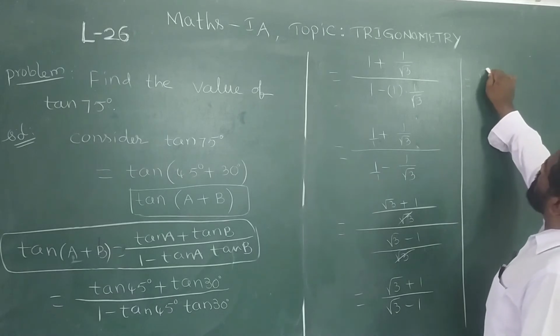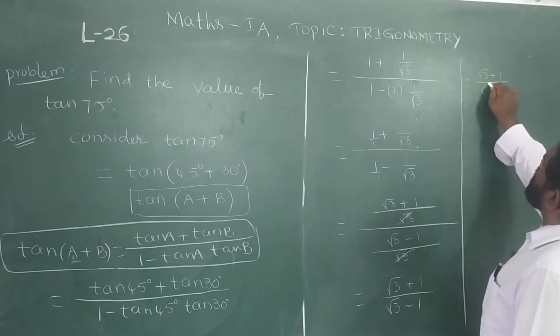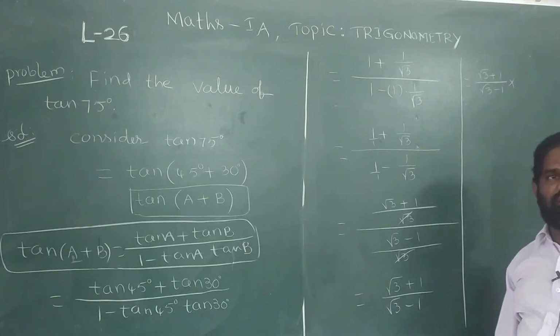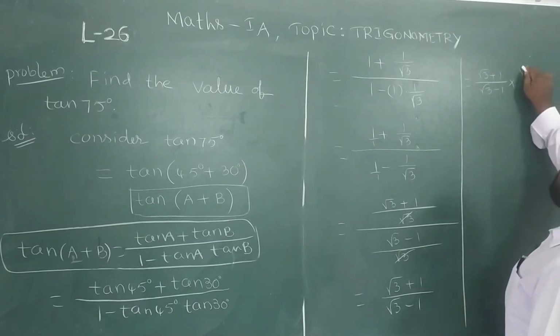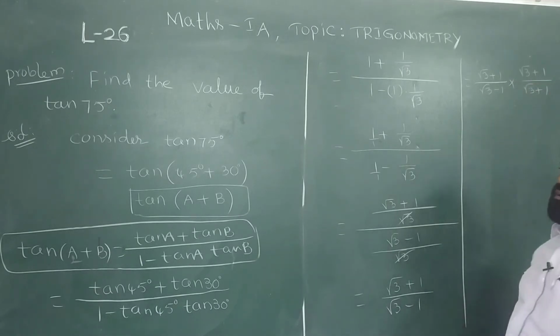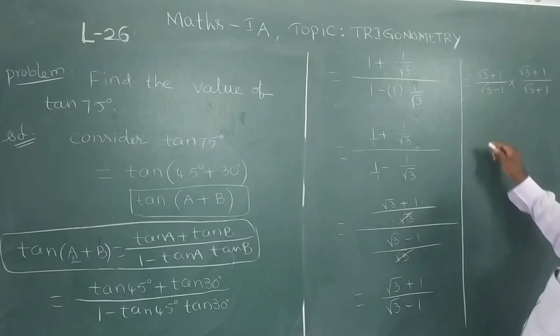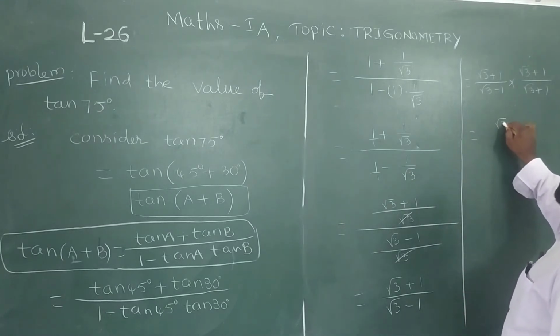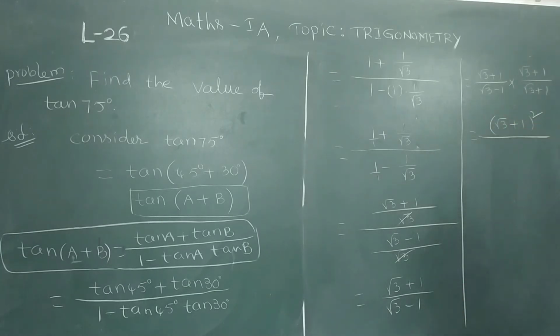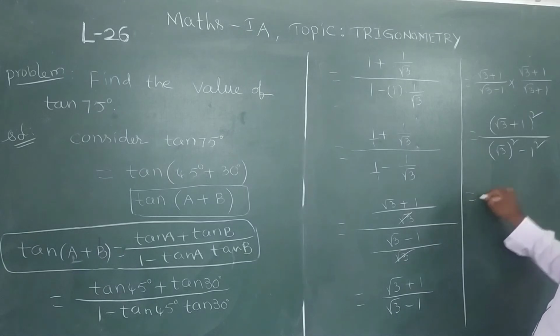Rationalizing factor of the denominator. Take it like this: root 3 plus 1 by root 3 minus 1. In the denominator, root 3 minus 1 is there. Its rationalizing factor is root 3 plus 1, so divide and multiply by root 3 plus 1. What is the numerator? Root 3 plus 1 times root 3 plus 1, root 3 plus 1 whole square. The denominator is in the form of A plus B into A minus B: A square, root 3 square, minus B square, 1 square.